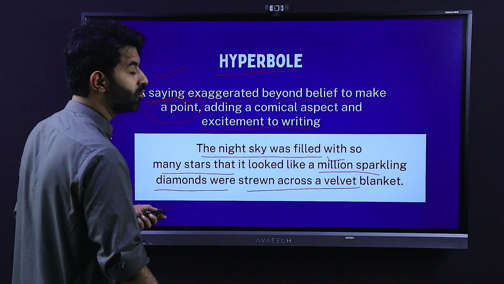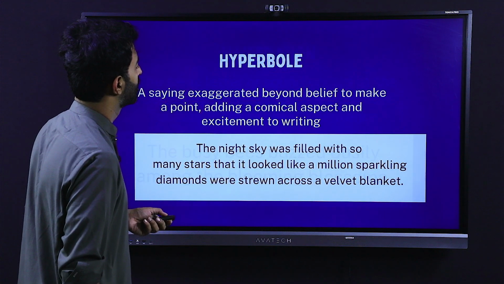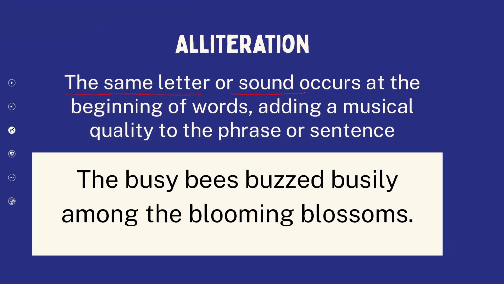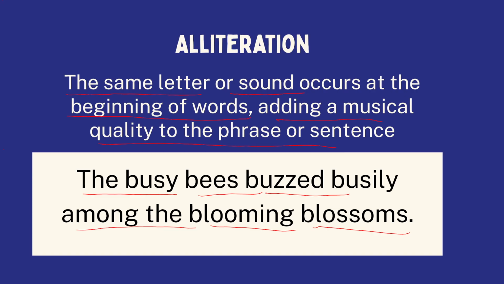Now let's move on to the next slide. Okay, alliteration. When the same letter or sound occurs at the beginning of words, adding a musical quality to the phrase or sentence, this is when we call it alliteration. Let's see. The busy bees buzzed busily among the blooming blossoms. What is the sound that you keep on hearing again and again? The sound of B. Yes, very good. All these words starting with B, the sound B, is an example of alliteration.